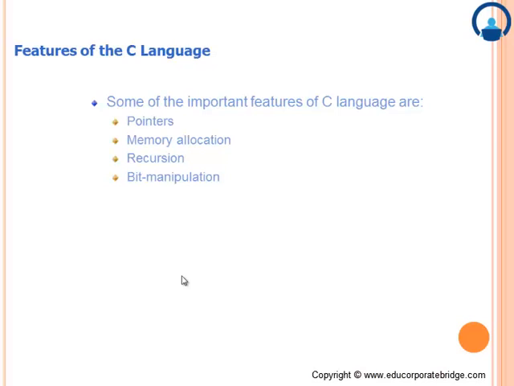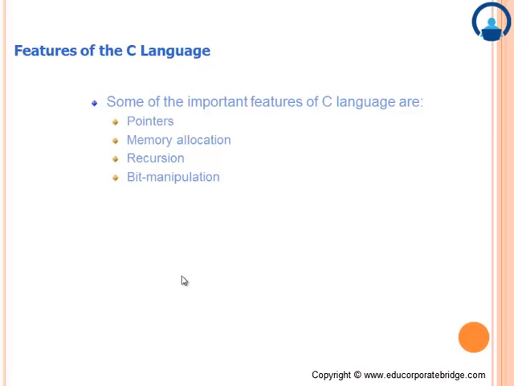Memory allocation: in almost all programming languages, memory is assigned to a variable name at the time of declaration. C language also allows dynamic allocation of memory. That means the program itself can request the operating system to release memory for the use of the program at the time of execution. This concept is called dynamic memory allocation. Recursion: when a function calls itself, that is called recursion. We are going to see this concept in detail later on.